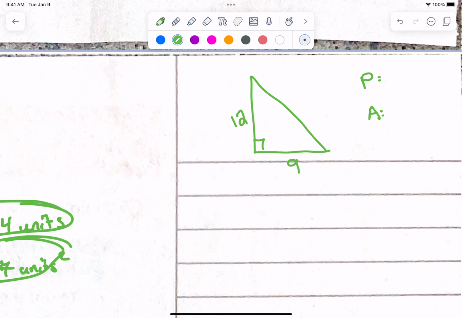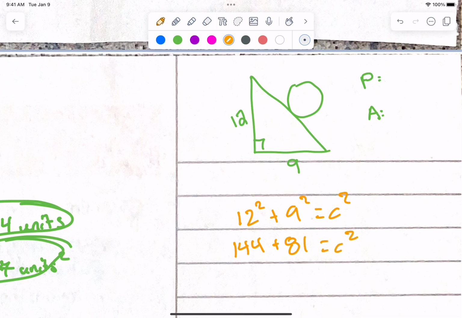Did you get an answer? You have to do the Pythagorean theorem to find the third side. So 12 squared plus 9 squared equals c squared. 144 plus 81. And you should get something like 15. Yep. Perfect. Because that is a 3, 4, 5 right triangle.